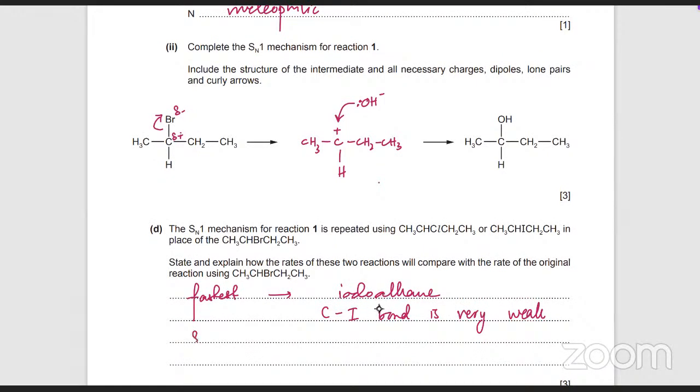और slowest कौन सा होगा फिर इसके vice versa? iodoalkane की जगह ना पूरा नाम लिख देना. Slowest होगा chloroalkane, right? That will be the slowest. Why? Because the C-Cl bond is very strong.